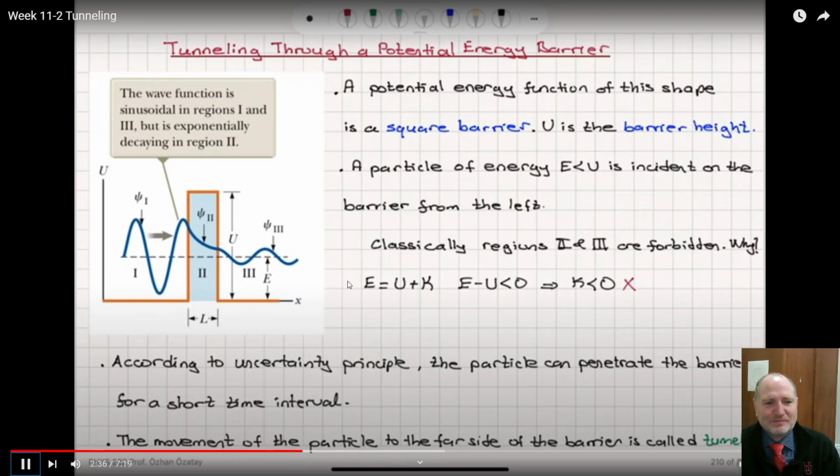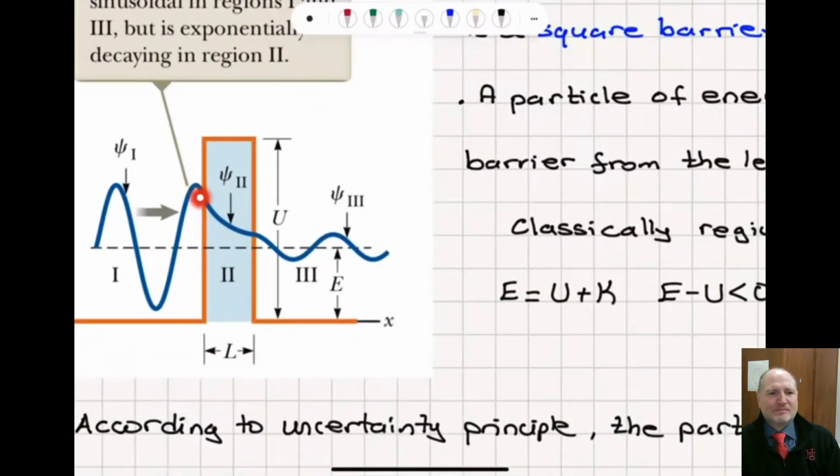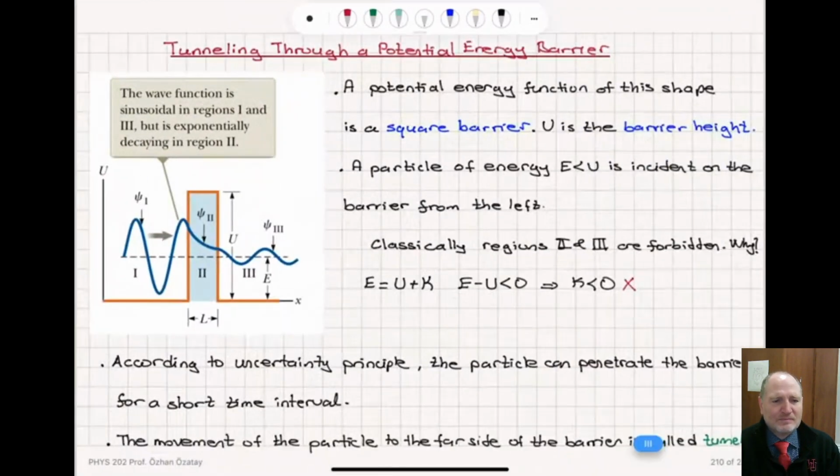Heisenberg's uncertainty principle tells us that delta E times delta T is greater than or equal to h bar over 2. Okay, so that's just the detail. Basically, we're saying that quantum mechanically it's possible that the particle can penetrate this square barrier. The movement of the particle to the far side of the barrier, the fact that this particle can enter the barrier and go to the other side of the barrier, is called tunneling.